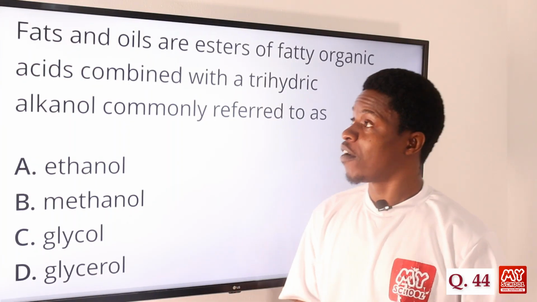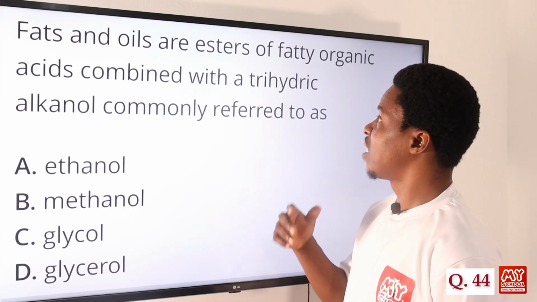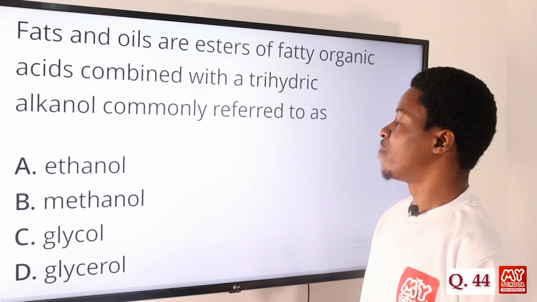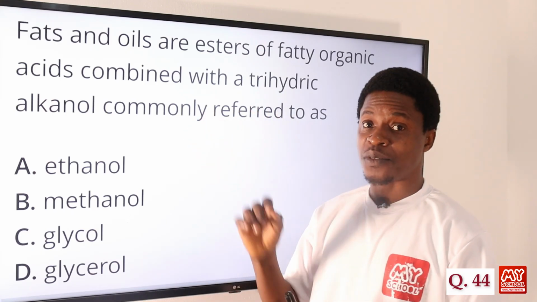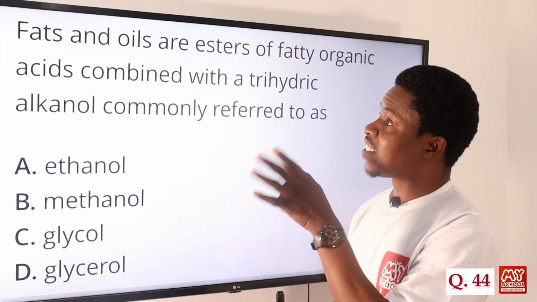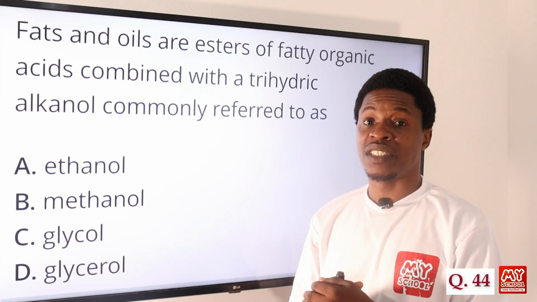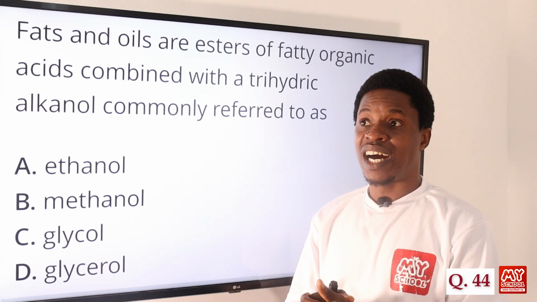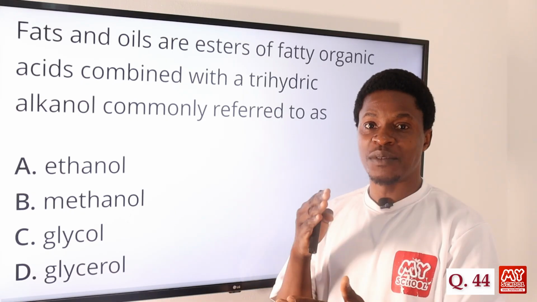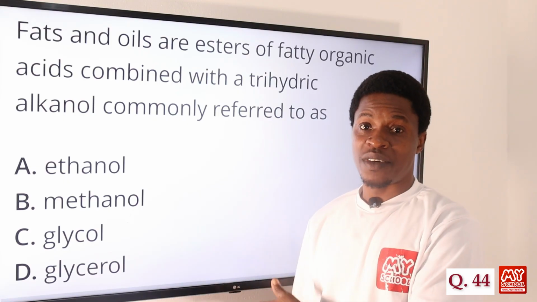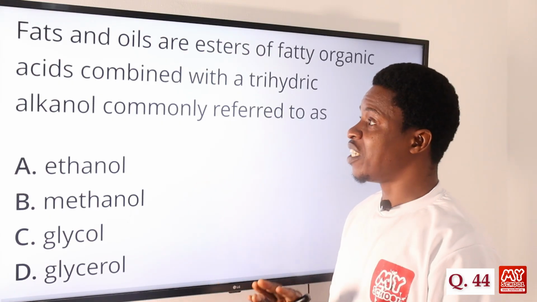Now question number 44. Fats and oils are esters of fatty organic acids combined with a trihydric alkanol, commonly referred to as what? Trihydric alkanol. That means we have 3 OH groups that are attached to that carbon atom. So we have fatty acids or esters of fatty acids. When we talk about esters, esters are actually obtained from reaction between alkanoic acid and then alkanol. That's why we have ethanol reacting with ethanoic acid to form ethyl ethanoate, which is your ester, and then water. So in that kind of reaction, we have OH reacting with that.